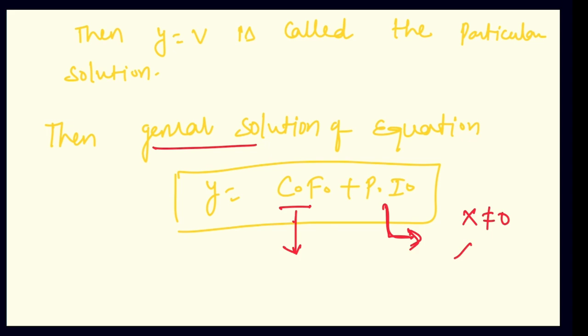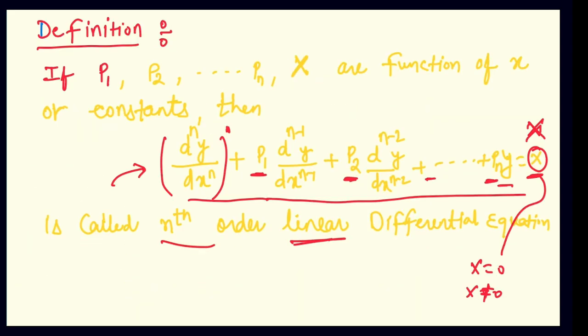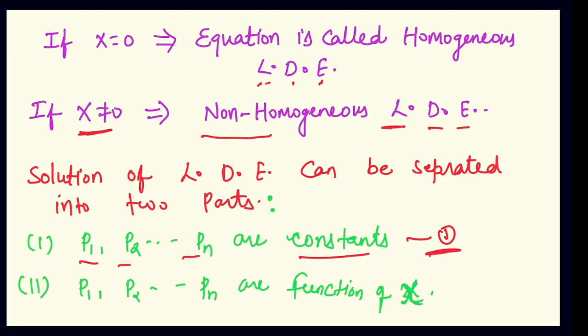So in our next lecture we will see how to find the CF and how to find the PI of a given differential equation. We have seen already that our solution depends on two conditions. First condition is that p1, p2, pn are constants, and second condition is that p1, p2, pn are functions of x. So in the next lectures we will discuss the first case, if p1, p2, pn are constants, then how we can find the solution of a given high order linear differential equation.